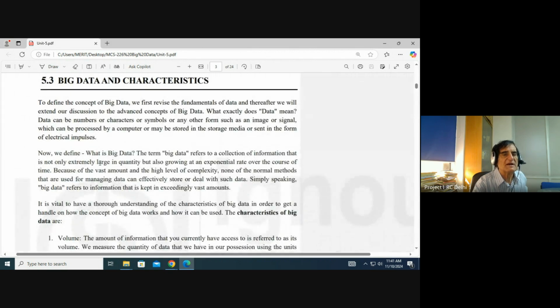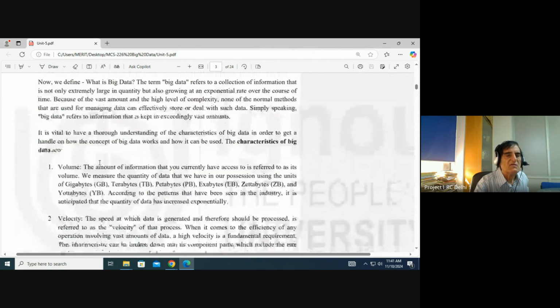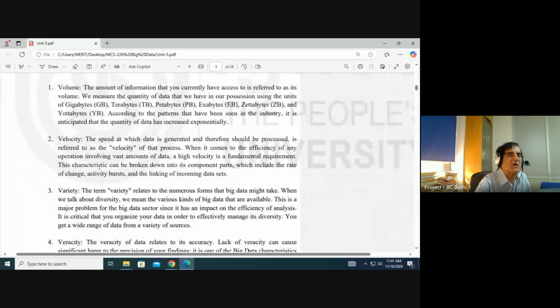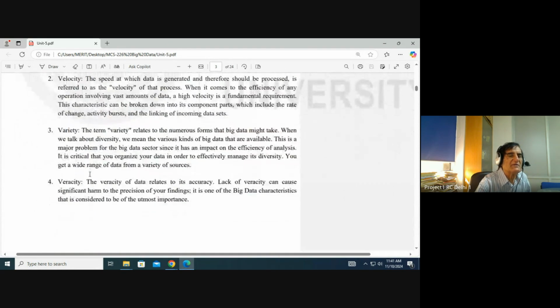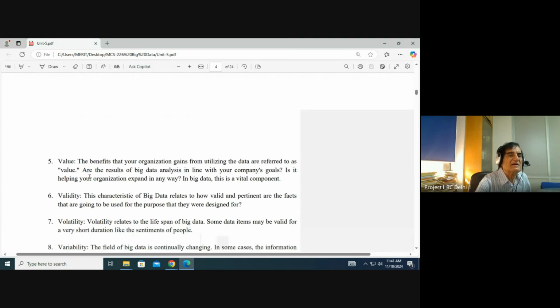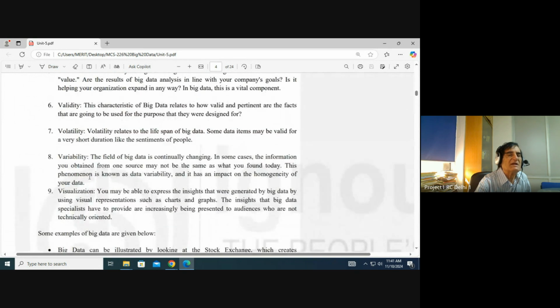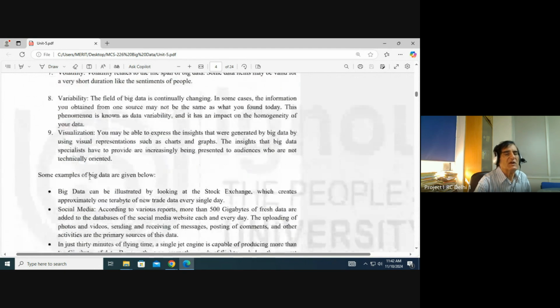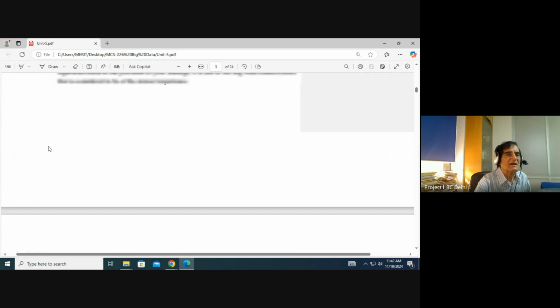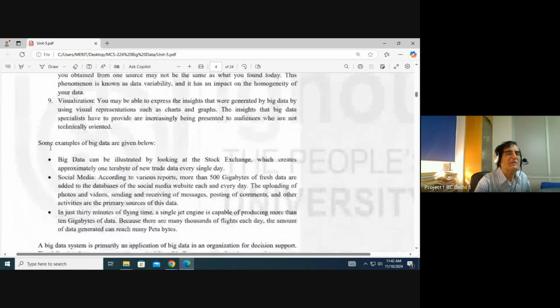So big data characteristics you can see: volume. This used to be the first three: volume, velocity and variety. But now there are many more: volume, velocity, variety, veracity, then validity, value, volatility, variability, visualization. So now there are 9. पहले सिर्फ 3 पर चलता था, अब 9 V पर चल रहा है.